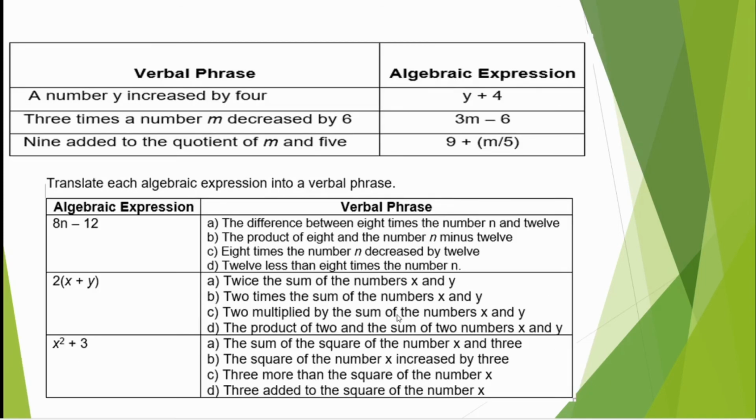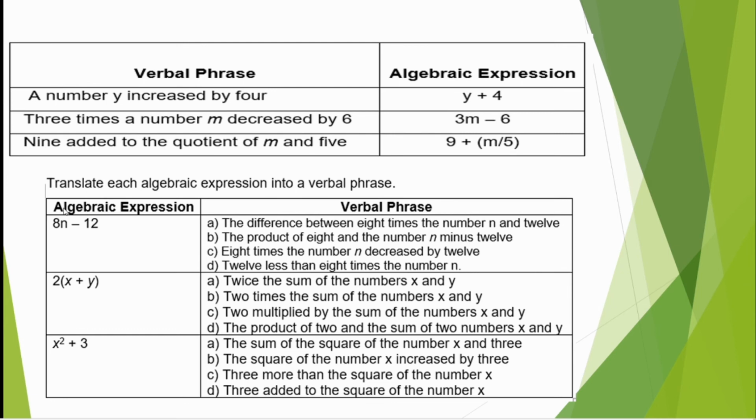For the verbal phrases, we're going to have a number y increased by 4. So that is y plus 4. 3 times a number m decreased by 6. So 3m minus 6. 9 added to the quotient of m and 5, which is 9 plus the quotient of m and 5, so m divided by 5. And in here, we're going to translate each algebraic expression into verbal phrase.